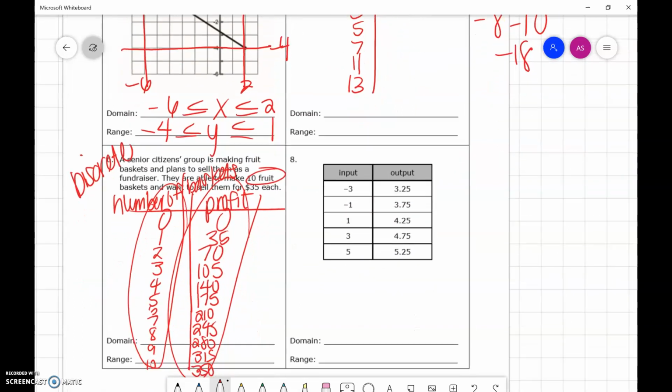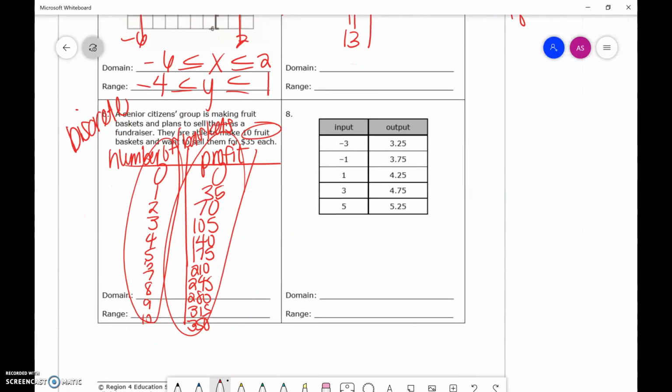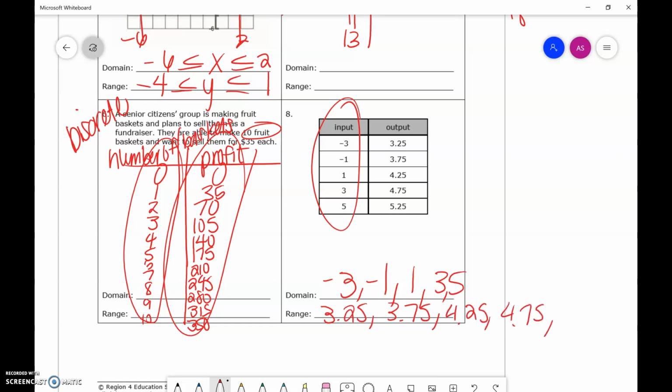All right, then this last one is pretty self-explanatory. This is our domain: -3, -1, 1, 3, and 5. And our range is 3.5, 3.75, 4.25, 4.75, 5.25. All right. Brackets that I can't draw. And that's it.